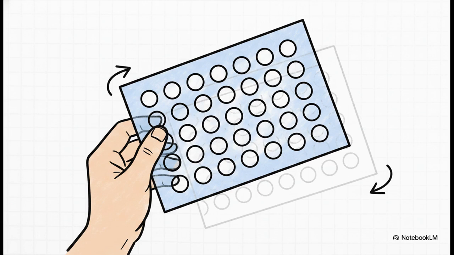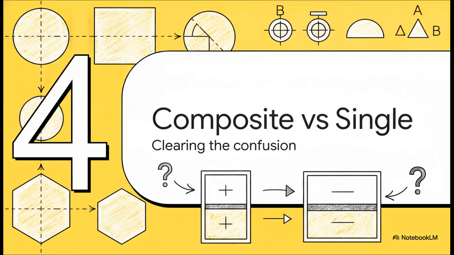But the lower segment, that represents the physical plastic of the stencil itself. It ensures that the spacing between the actual cutout holes stays perfectly intact and functional no matter where the whole stencil got shifted. Moving on to Section 4, composite versus single segments.